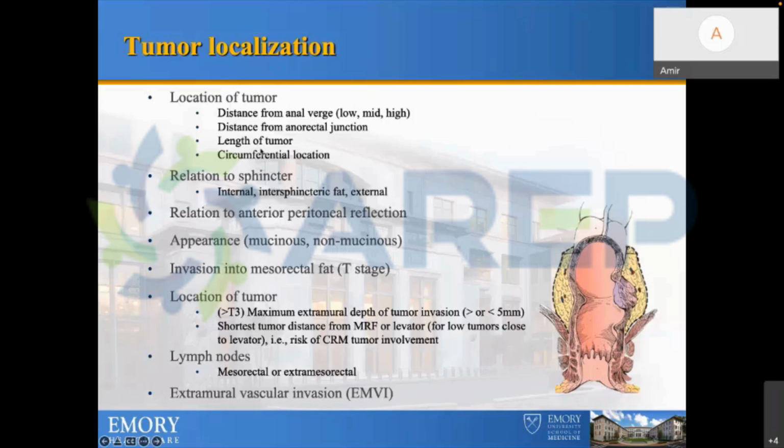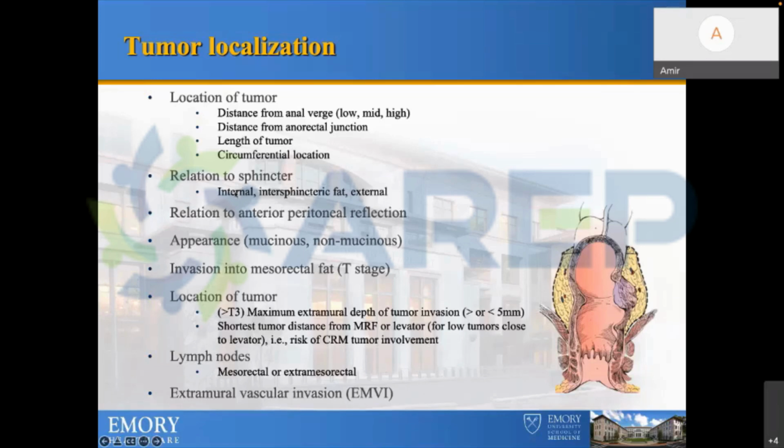Now, the length of the tumor, we want to know how much the tumor expands. Is it like 2 centimeters, 3 centimeters? How long is the tumor? And circumferential location. For example, is it half circumferential? Is it only 25% of the circumference? Or is it 100% of the circumference, or 360 degrees? And then we're going to say it's from 1 o'clock to 3 o'clock, and so on.